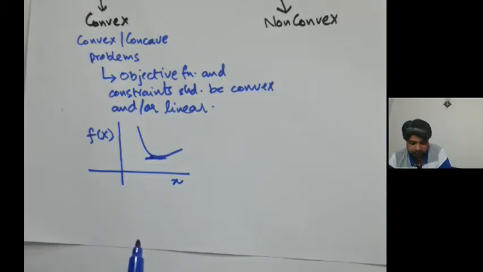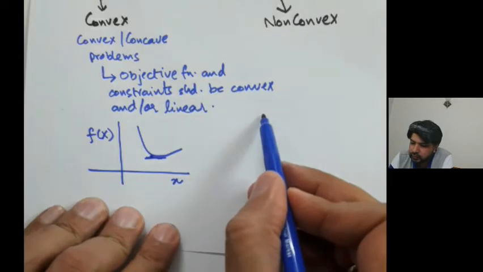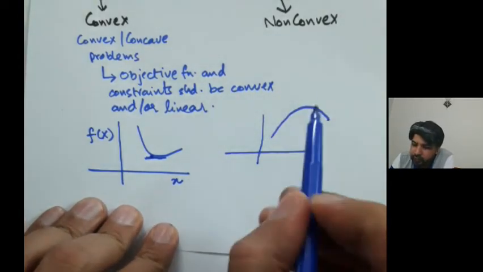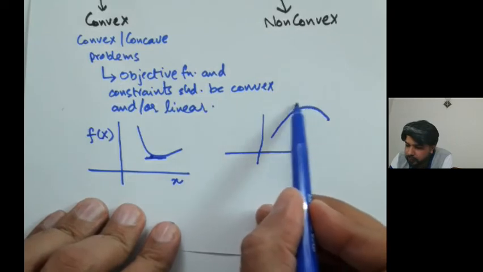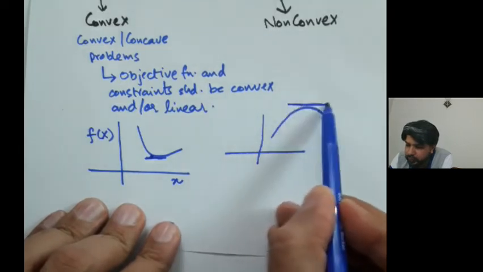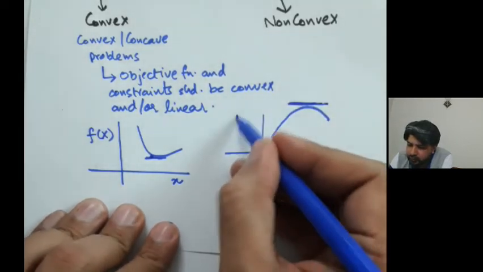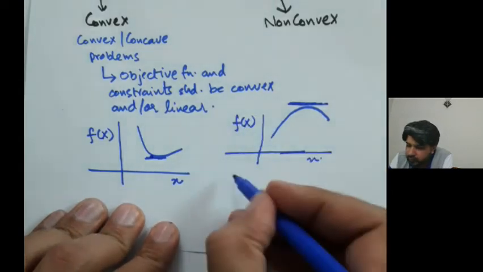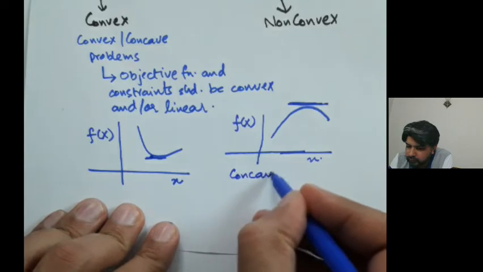So that is how you can find the minimum in a convex function. Similarly, you can have a concave function. If the function is concave, it would have only one maximum point. So if this is f of x, it would be a concave function.